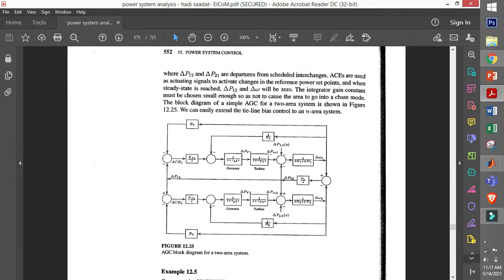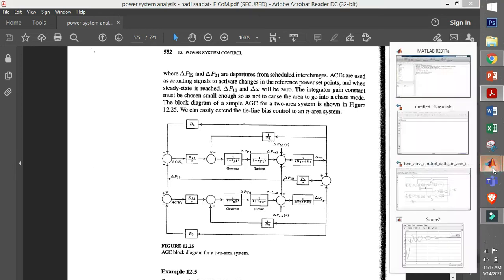So I will directly go to the MATLAB file, and the book we are following is Power System Analysis by Hadi Sadat. I will provide the Google Drive link in the description, so you can directly use this MATLAB file. Okay, so we will directly go to the model.